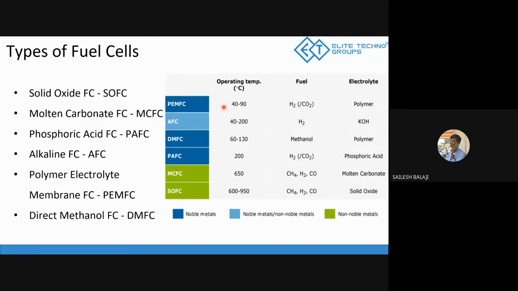I had one more doubt. As you earlier said, 40 to 90 degrees Celsius can be used in vehicles. But is this temperature enough to use the fuel cells in an effective manner? Is this temperature enough to keep in a vehicle?